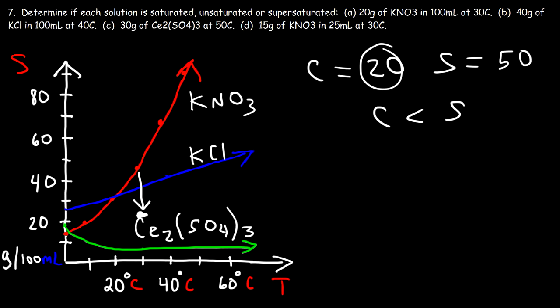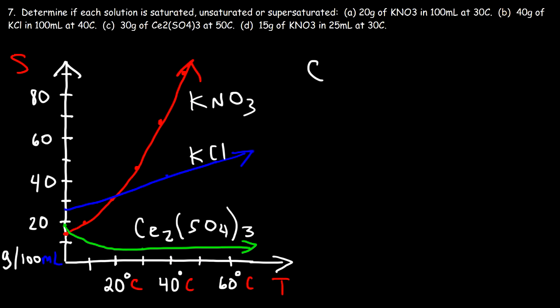So you can look at it two ways. You can compare C and S, or you can look at 20 relative to the red line. If it's below the red line, it's unsaturated. If it's at the red line, it's saturated. And if it's above the red line, it's supersaturated. So there's two ways in which you can determine the saturation of the solution. So the solution in part A is unsaturated.